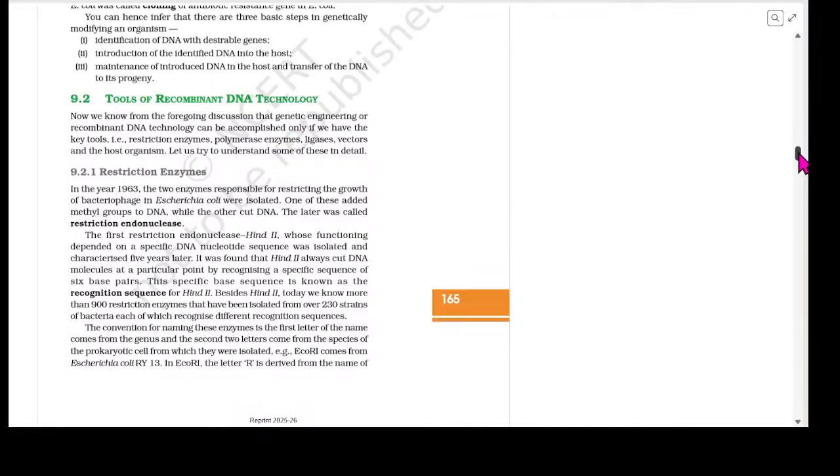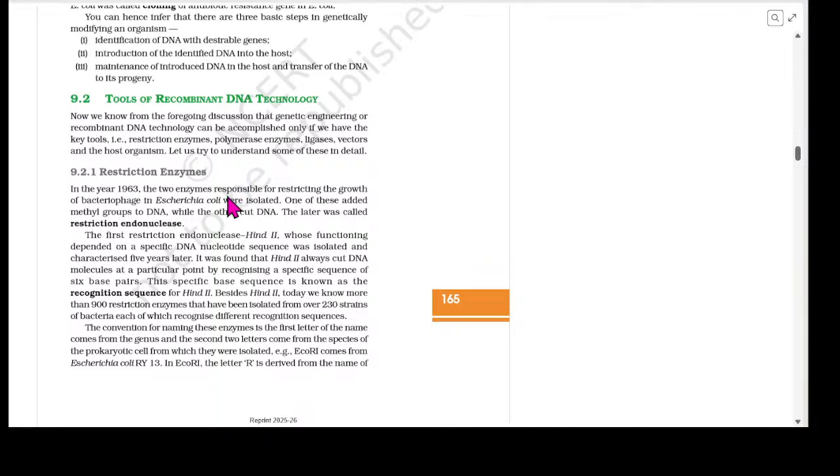Let's move. Now we know from the foregoing discussion that genetic engineering or recombinant DNA technology can be accomplished only if we have the key tools, that is restriction enzymes, polymerase enzymes, ligases, vectors and the host organism. Let us try to understand some of these in detail.